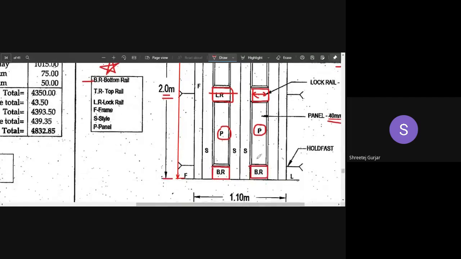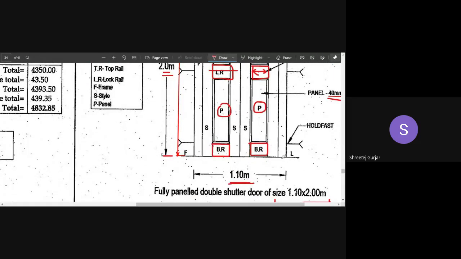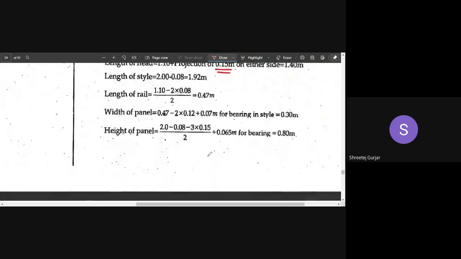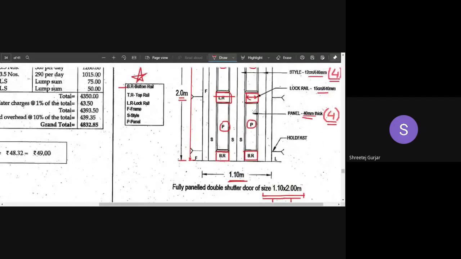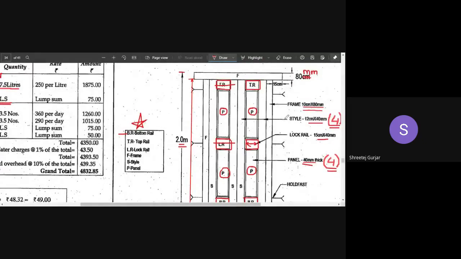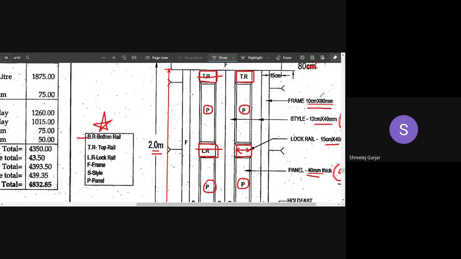So you can calculate 1.1 divided by 2, you can see the whole length is divided by 2, because we are considering half of the shutter. So 1.1 minus 2 into 0.08. Now what is this 0.08? 80 mm. What is this 80 mm? So you can see the frame is 80 mm, minus this frame width, and this frame width. 2 into 0.08, the frame width you have minus, so we are left out with this particular width.